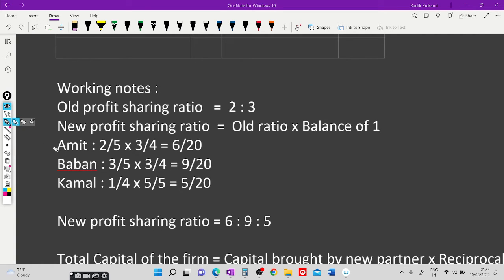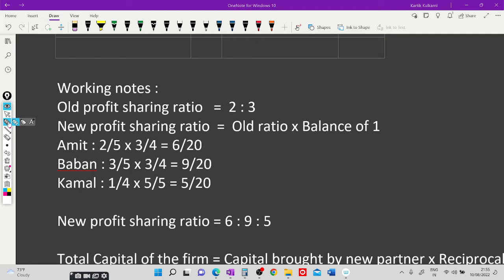So Amit's new ratio will be old ratio, that is 2/5, because 2 plus 3 comes out to 5. So out of total 5 parts, Amit's share of profit will be 2. So 2/5 multiplied by balance of 1, which is 3/4. So 2 into 3 is equal to 6, divided by 5 into 4 is equal to 20.